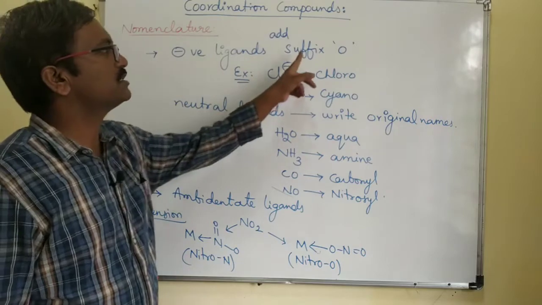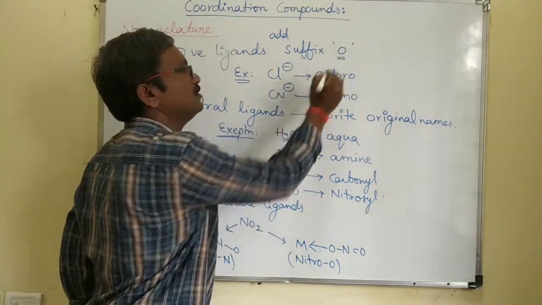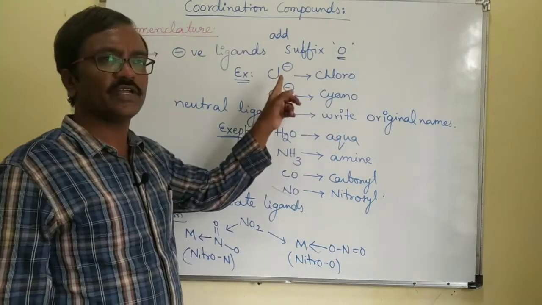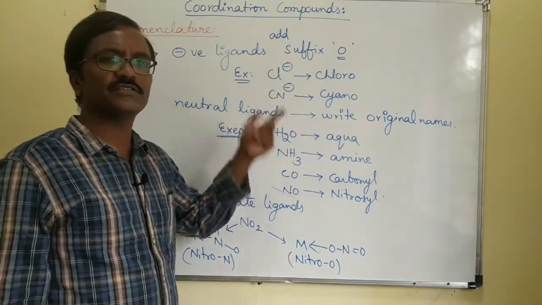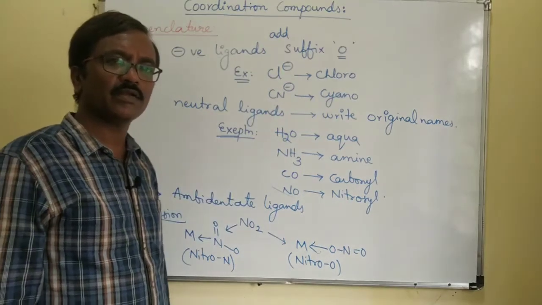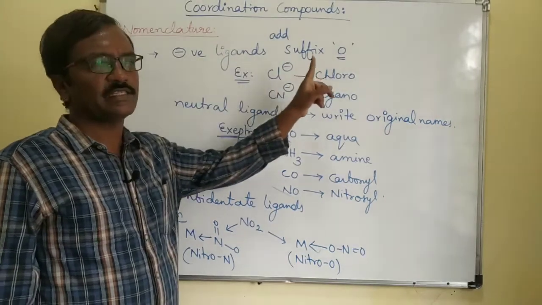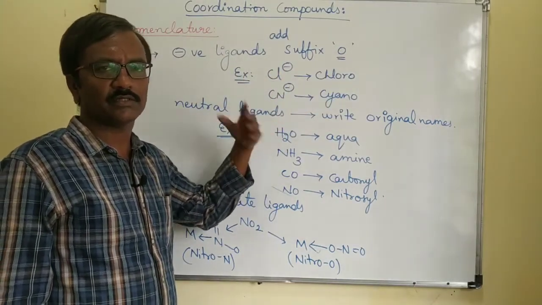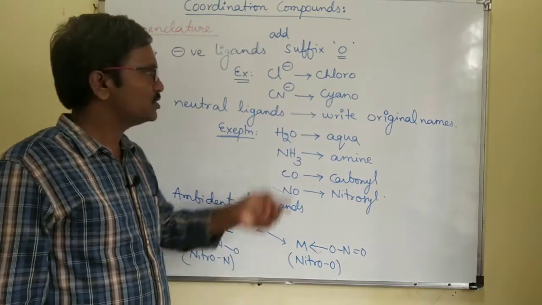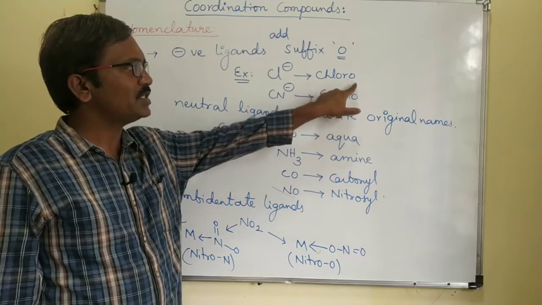Negative ligands add the suffix O. So for negative ligands, chlorine, chloride, right? Cl minus, Br minus. You should not write chloride ion, bromide ion. You should not write like that. So negative ligands add the suffix O: chloro, bromo, iodo, cyano, nitro. So you have to add O as the suffix. O is the last letter.